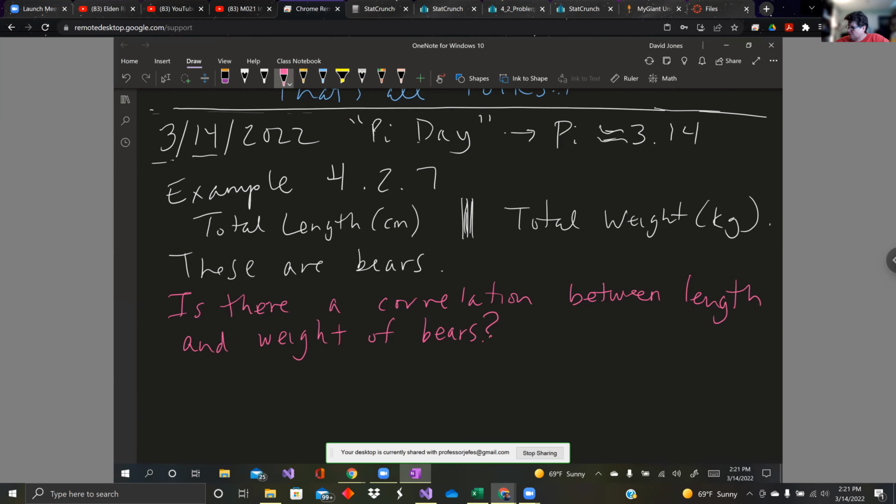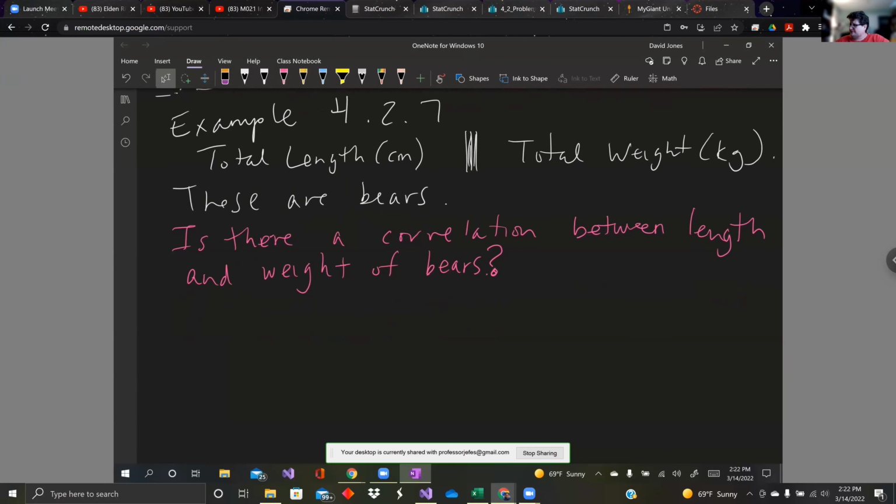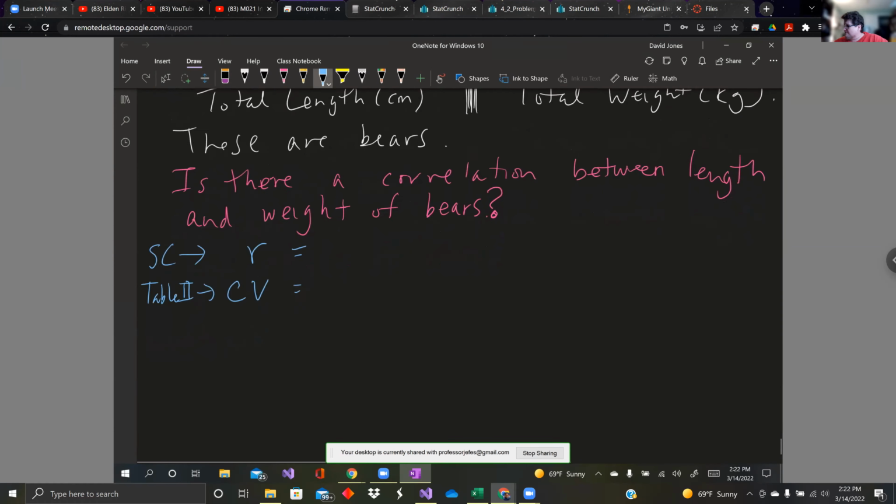And that's a question, so I'll put a question mark on it. Now for that, I want to remind you that we need to find two things. We need to find R, and we need the critical value. This is from StatCrunch, and this is from table 2 in that handout. And maybe I'll list the values, that might help.